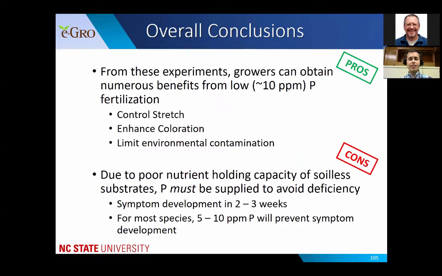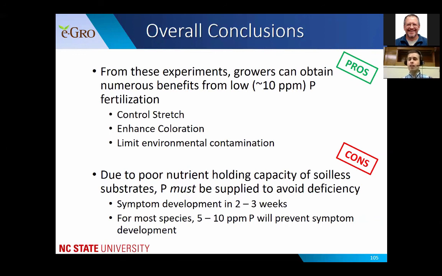And lastly, I just want to go over some of the overall conclusions from all of my work that we did here. So some of the pros that you can see from using low phosphorus, we saw from these experiments that growers can obtain numerous benefits from low or approximately 10 parts per million phosphorus fertilization. And some of these benefits include controlling stretch, enhancing coloration, and limiting your environmental contamination by limiting the excess of phosphorus runoff and phosphorus waste.